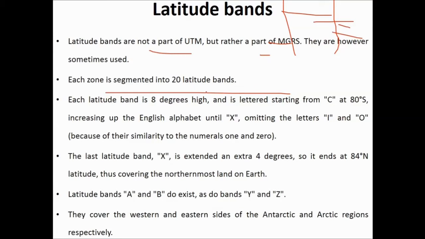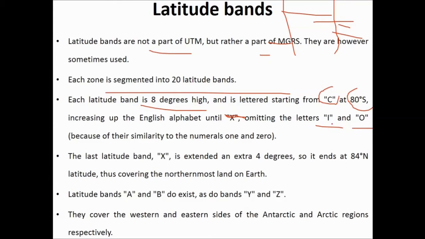Each latitude band is 8 degrees high, and is lettered starting from C. Where are A and B? You'll just see. And it goes up to X. Where are I and O? We'll just see. So we start from C, that is 80 degrees south. We go to X, that is 84 degrees north, and I and O are not there.